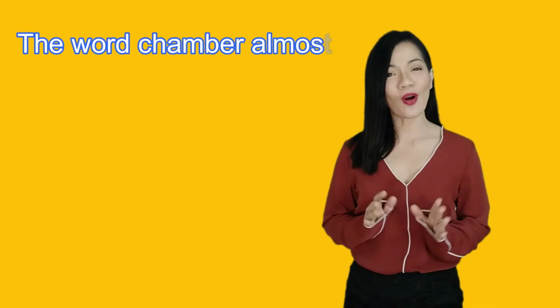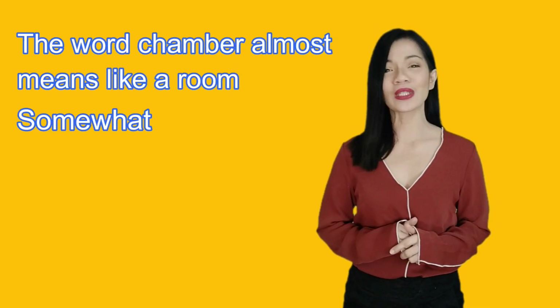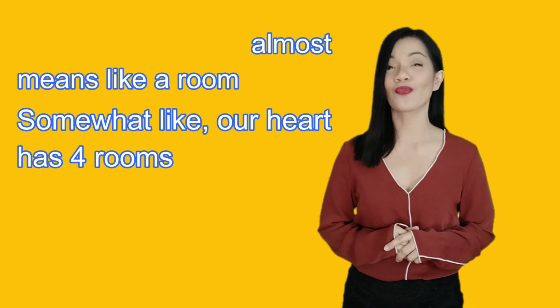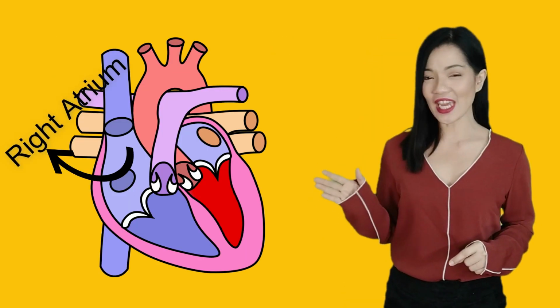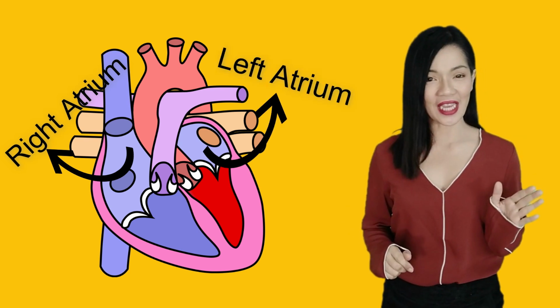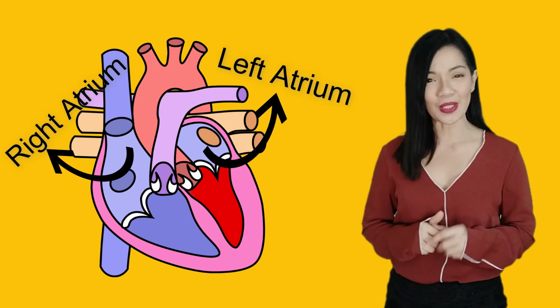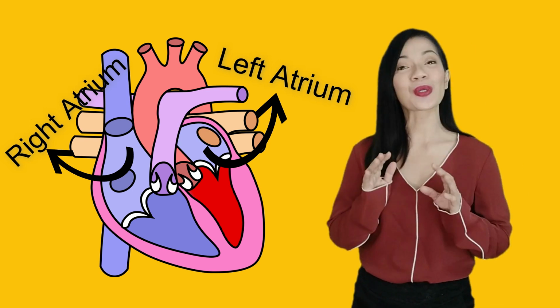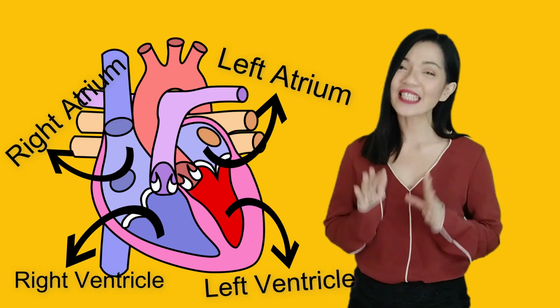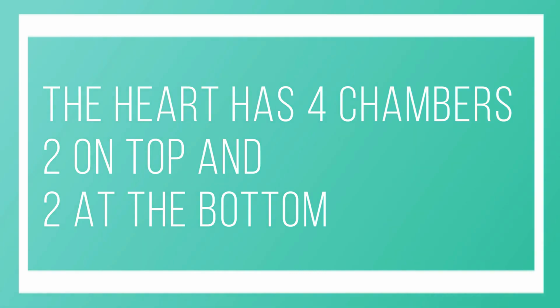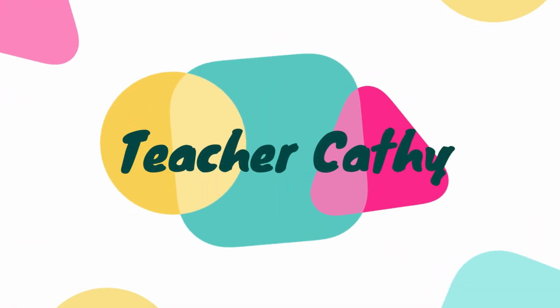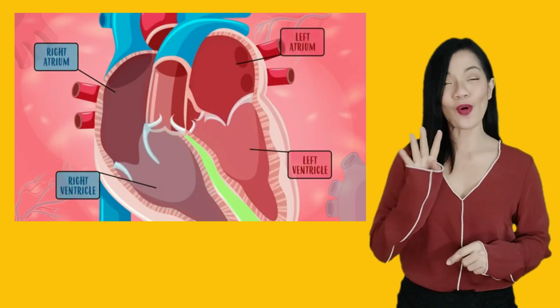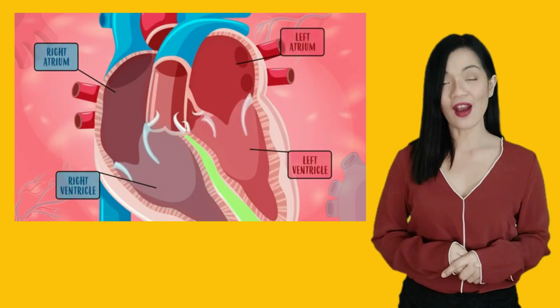The word chamber almost means like a room, somewhat like our heart has 4 rooms. There's a right atrium and there's a left atrium. These are the top chambers of our heart. Then the lower 2 chambers are the right ventricle and the left ventricle. Pretty simple. The heart has 4 chambers, 2 on top and 2 at the bottom. The heart also has 4 kinds of doors, which are called valves.